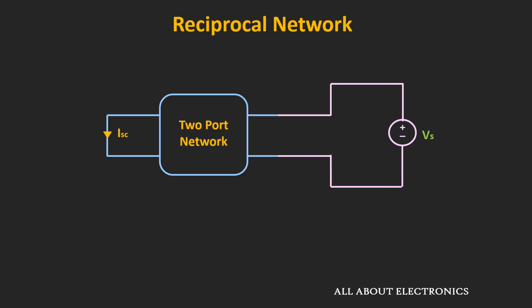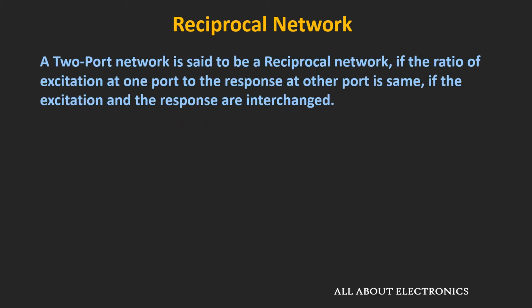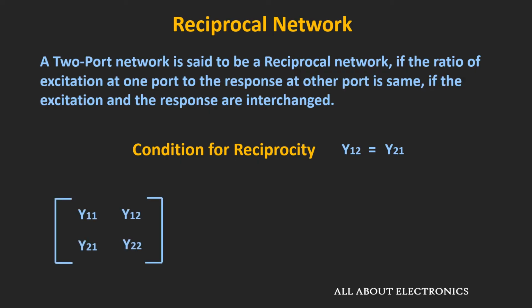Or in other words, a network is said to be reciprocal if the ratio of excitation at one port to the response at the other port is the same when the excitation and the response are interchanged. In terms of the Y parameters, the two-port network is said to be reciprocal if Y12 is equal to Y21. So if we know the Y parameters of any network, and if this condition is satisfied, then we can say that the given two-port network is a reciprocal network. Now let us prove this condition.